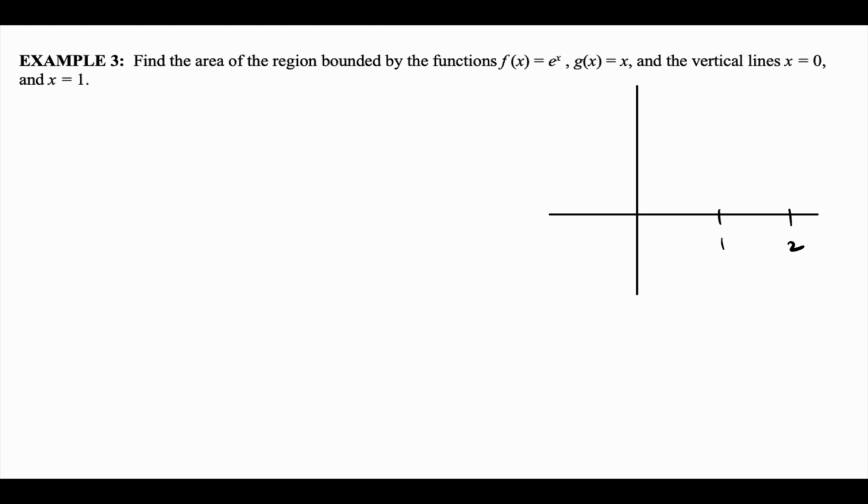Okay. The first one is g of x. g of x is easy. It's just a straight line. So when x is 1, g is 1.